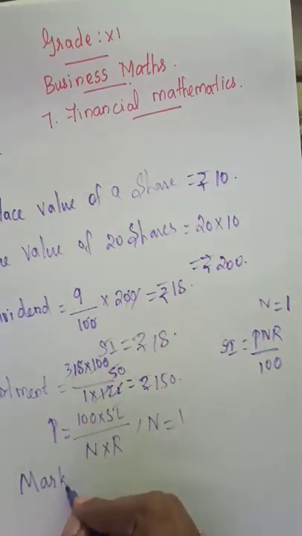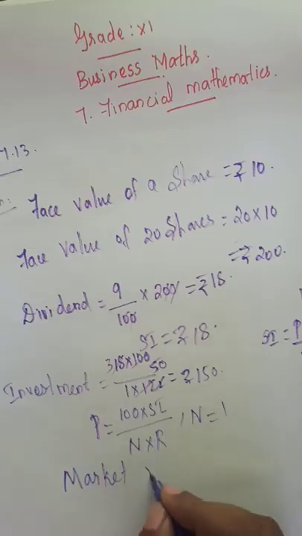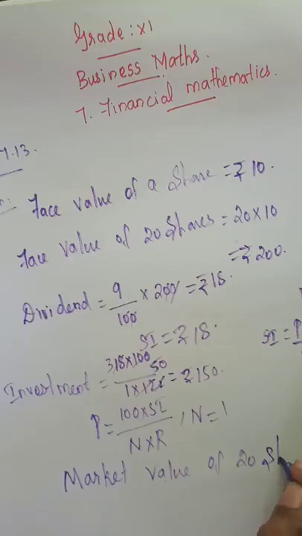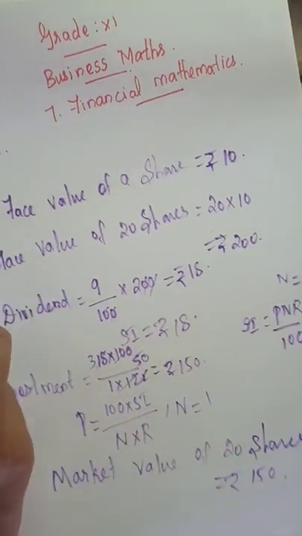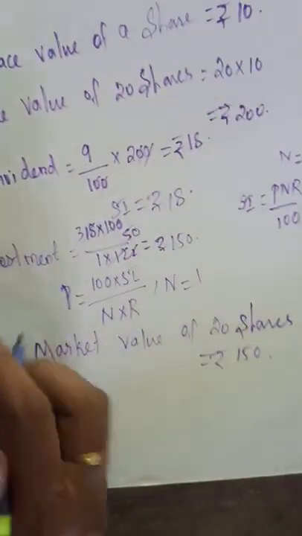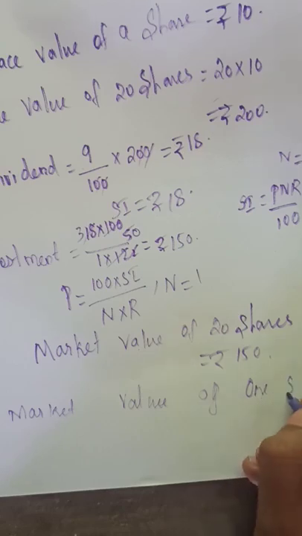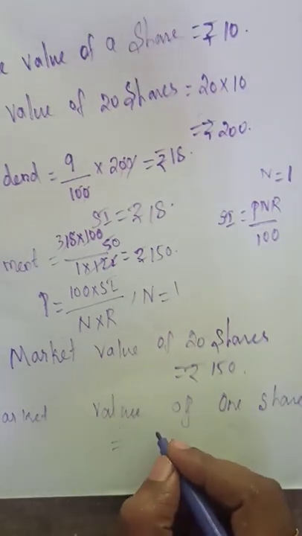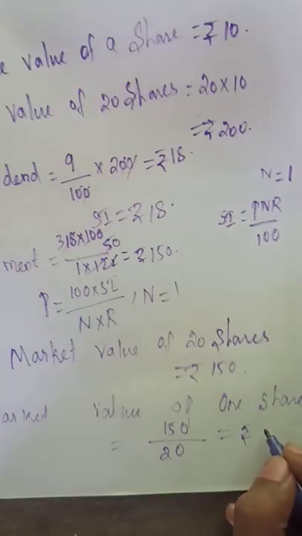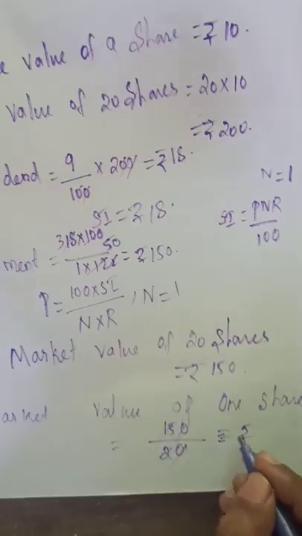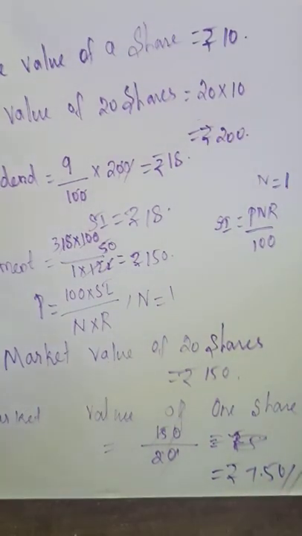What about the market value of 20 shares? 20 shares is equal to rupees 150. We need the market value of 1 share. So the market value of 1 share: we have 20 shares for 150, so 150 divided by 20. When we simplify and cancel, we get rupees 7.50. Understand, students?